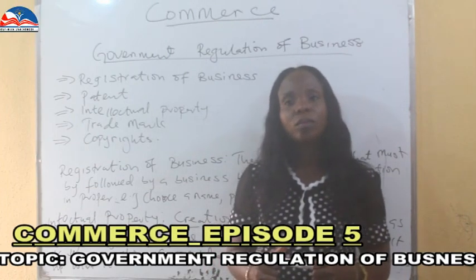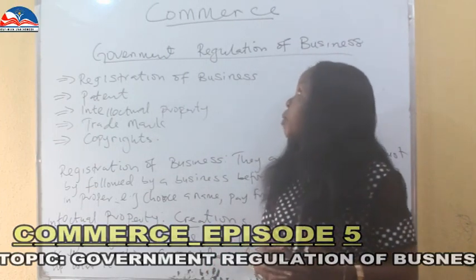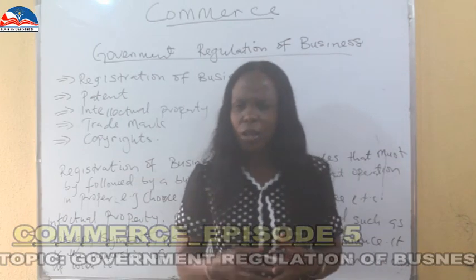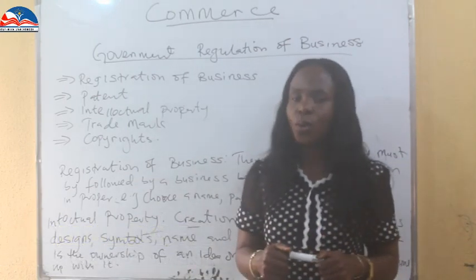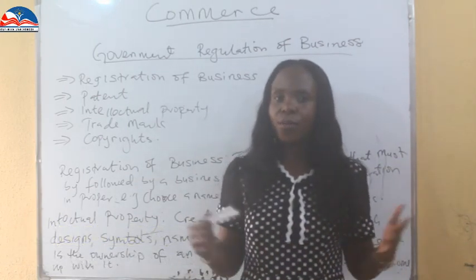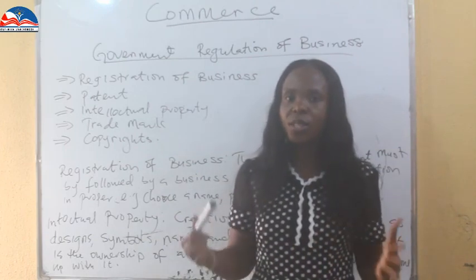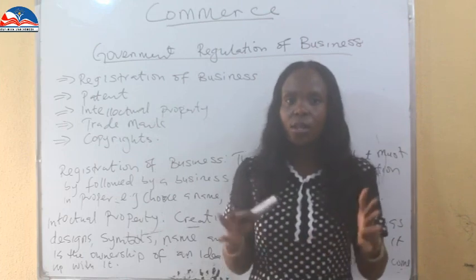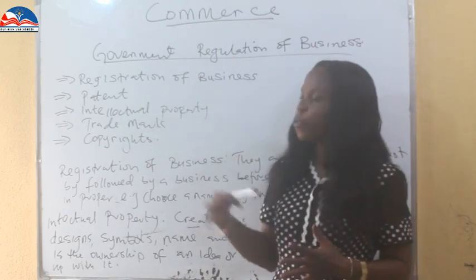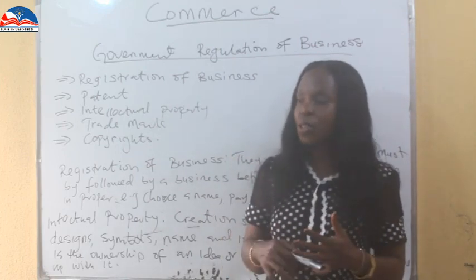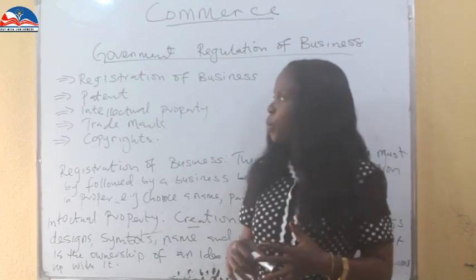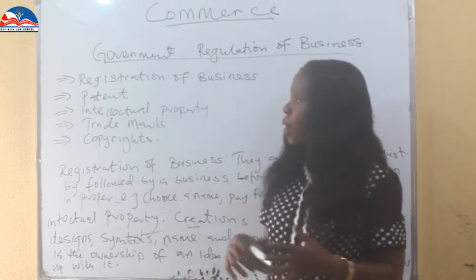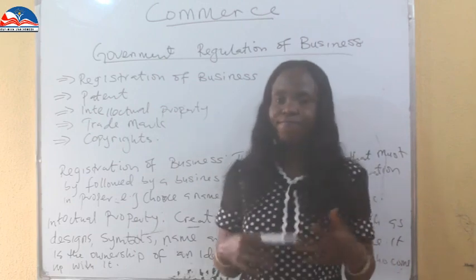Welcome. We are going to look at government regulation of business. We are still under business law. We have discussed what is law, what is business law, what is contract, what is agency under this series. Today we are going to look at 5 objectives under business registration, intellectual property, patent, trademark, and then copyright.